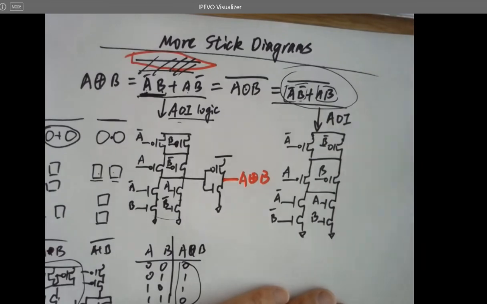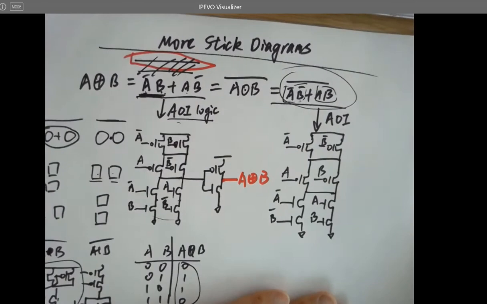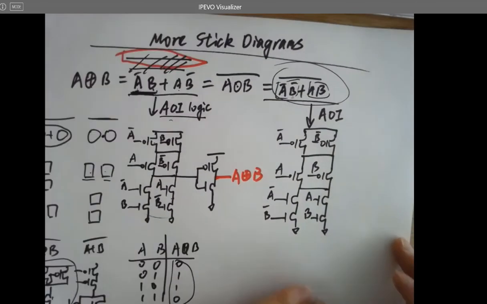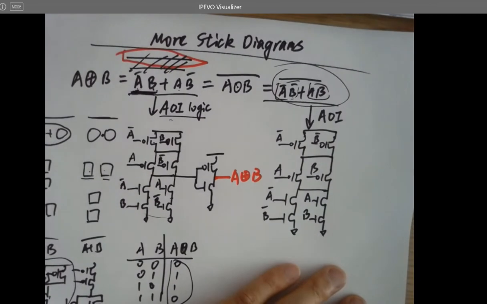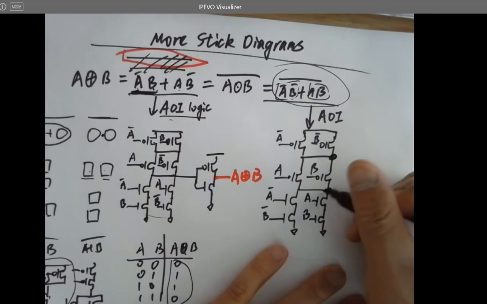What's next? That's a perfect AOI logic. Done. So that's the XOR gate. Where's the output? Here, here, here. Let me know. 1, 2, 3. Which one?